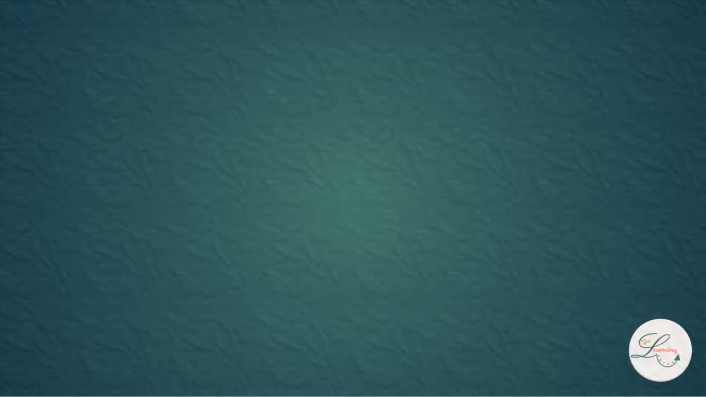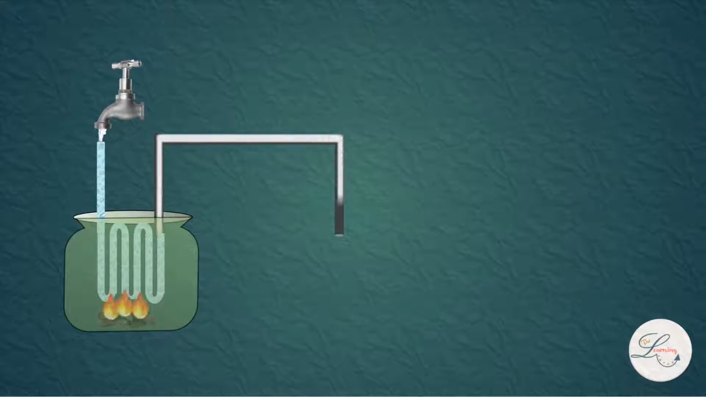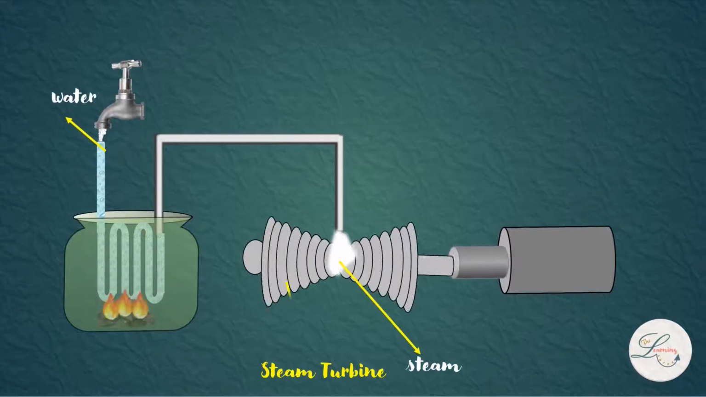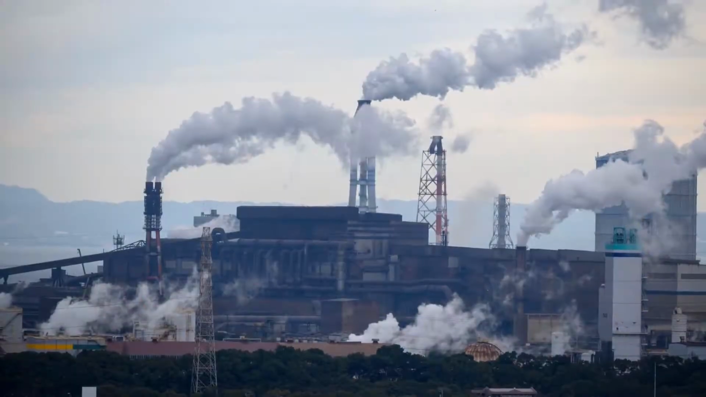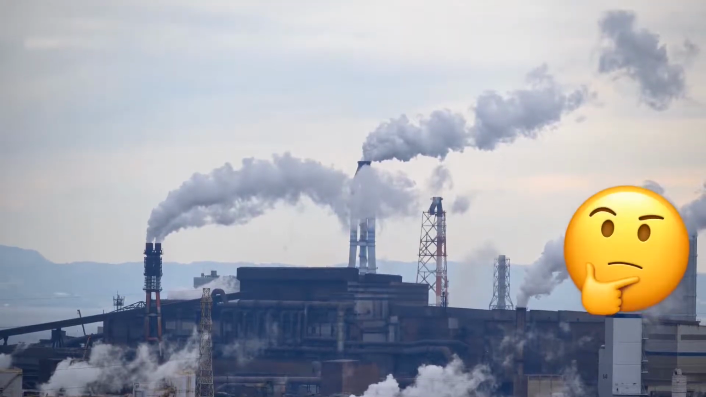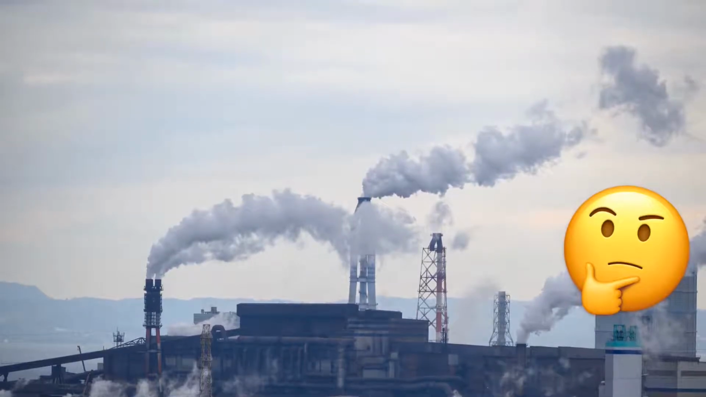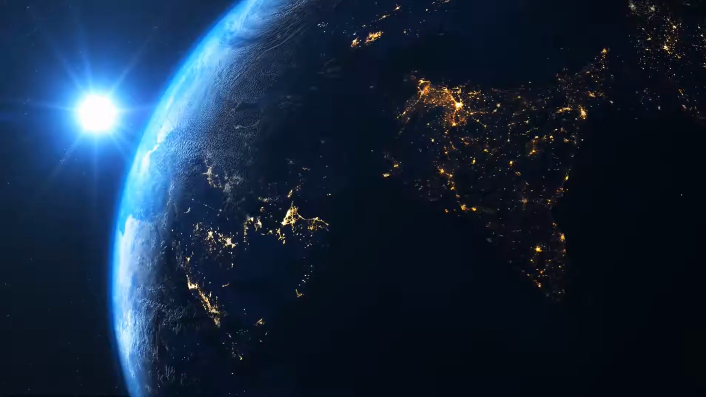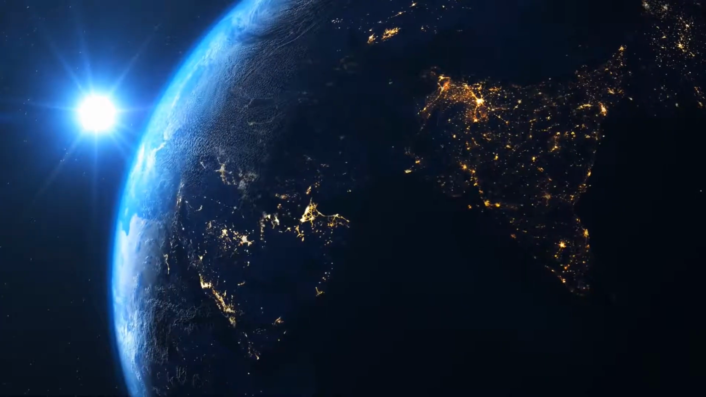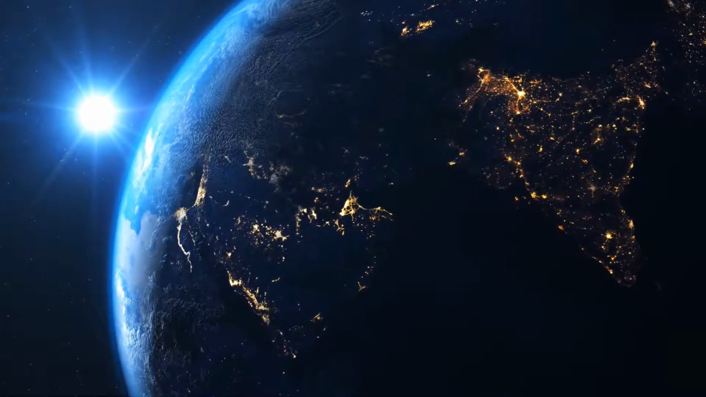To produce steam, fuels like coal and natural gas are used to heat water, and at its boiling point, we get steam. But the pollution from burning this coal and natural gas is affecting our climate. So, do we have any other method to heat water without affecting our climate? Yeah, we have the sun. Is it possible to produce steam from solar energy? To know more about this, continue watching.